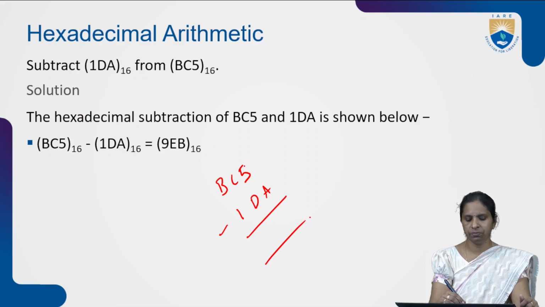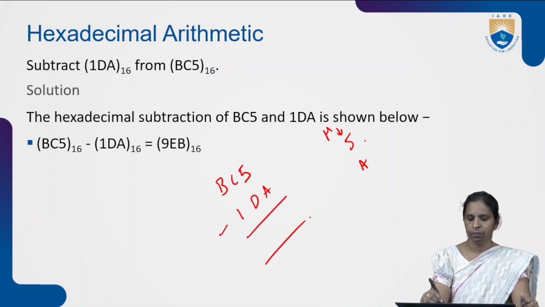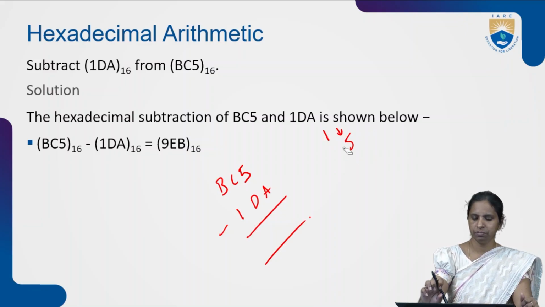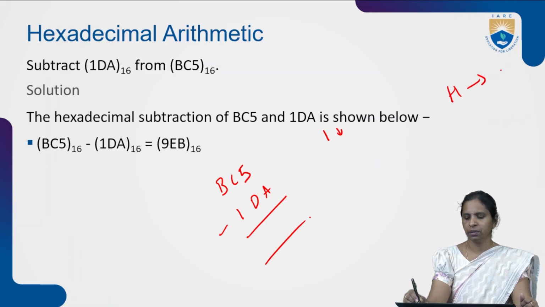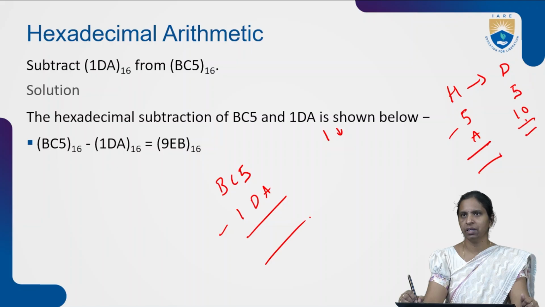So, what is here? 5. First, you are taking the first digits, the LSB bits, 5 and A. This is which number system? Hexadecimal number system. Whereas in the decimal number system, so we are taking here what? Hexadecimal and here taking what? Decimal. So, 5 minus A, you have to make it. And what is A in the decimal number system? 10. So, this is less. Therefore, what you have to get?